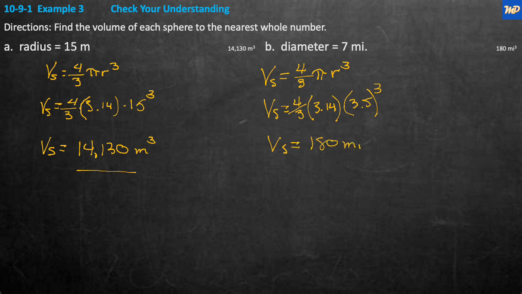180 miles cubed. We could do the math with a calculator. I know you have a calculator. You can do the same thing, and you'll come up with 180. You're going to round that number. Whatever the number came out to, we're rounding it to 180 because they want it to the nearest whole number. Okay. Good job on this section.